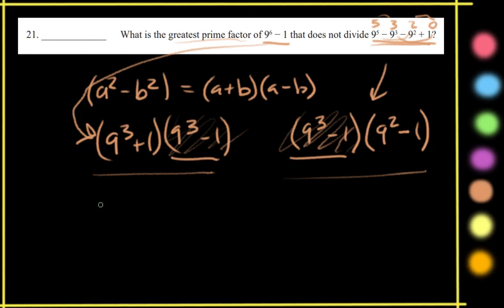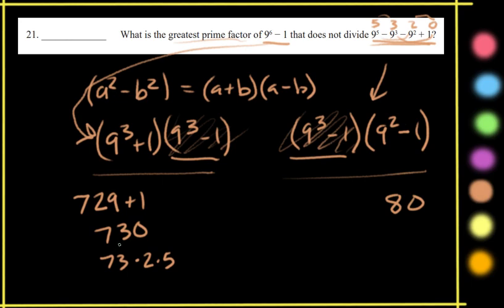9 cubed is going to be 729. I should have that memorized right off the top of my head. So 729 plus 1 is 730. What are the prime factors of 730? Well, we've got 73, that's prime, times 10, which is 2 times 5. And then over here, we've got 9 squared minus 1. That's 81 minus 1, which is just 80.